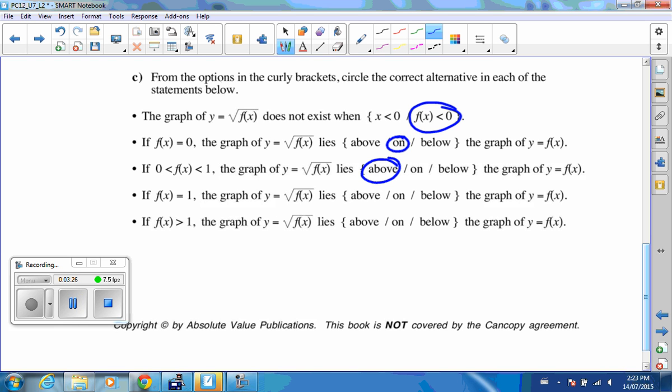And the reason for that is that if we take the square root of a fraction, like a half or a quarter, the square root of 0.25 is 0.5. And 0.5 is actually bigger than 0.25. At 1, it's on again because the square root of 1 is 1. For values greater than 1, the square root of 4, for example, would be 2. So it's below the original.